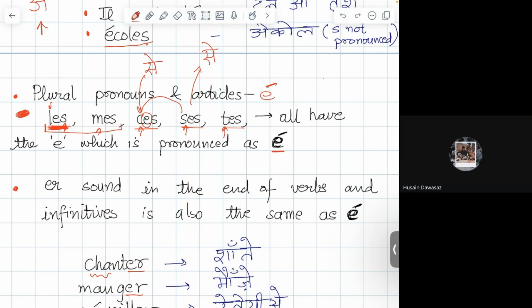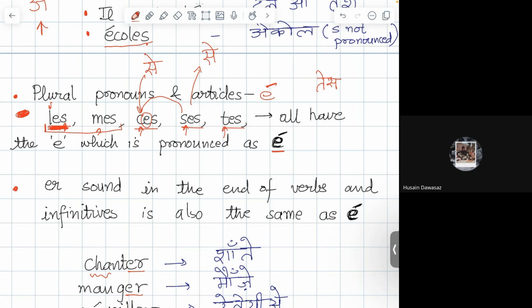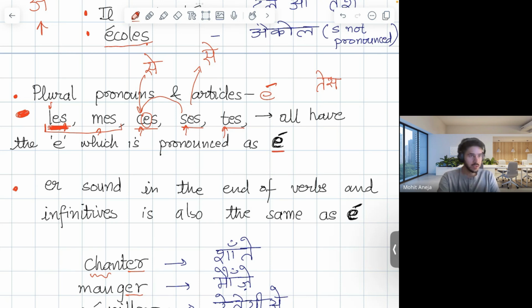And could you just recap this rule? I didn't understand. The rule is whenever there are plural subject pronouns and articles like les, which is a plural definite article, with the es sound at the end, we always say a. This word is pronounced as a. I'm basically teaching you all the a sounds in French. So that's what the rule is.